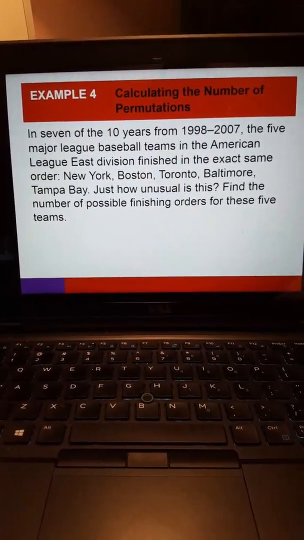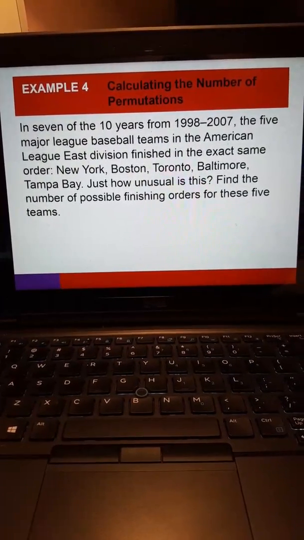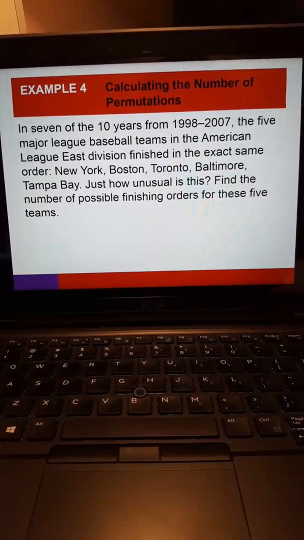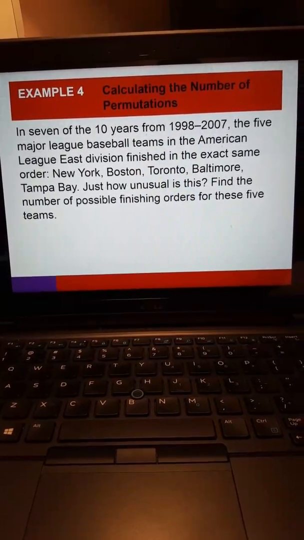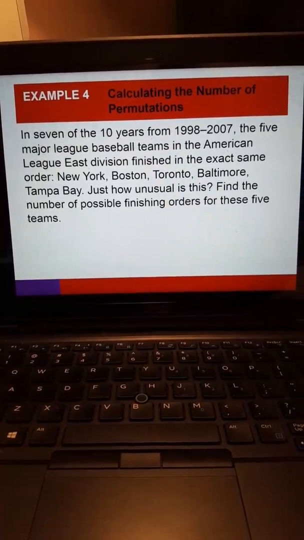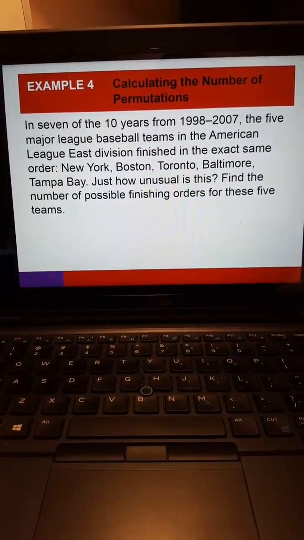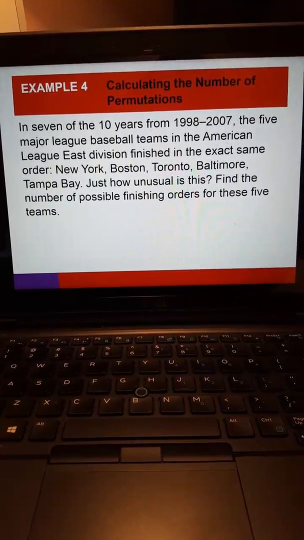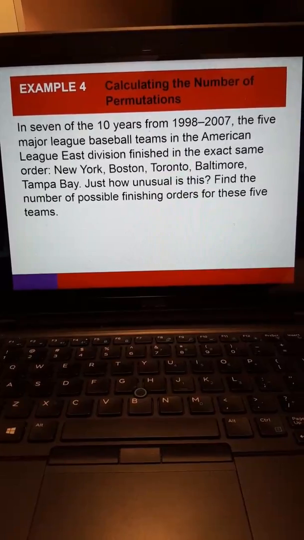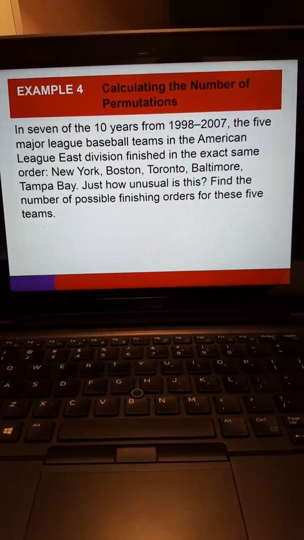For our first example, it says in 7 of 10 years from 1998 to 2007, the 5 Major League Baseball teams in the American League East Division finished in the same exact order. That order is New York, Boston, Toronto, Baltimore, and Tampa Bay. Just how unusual is this? Find the number of possible finishing orders for these 5 teams.